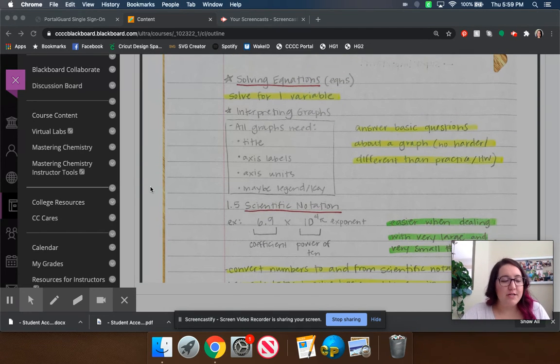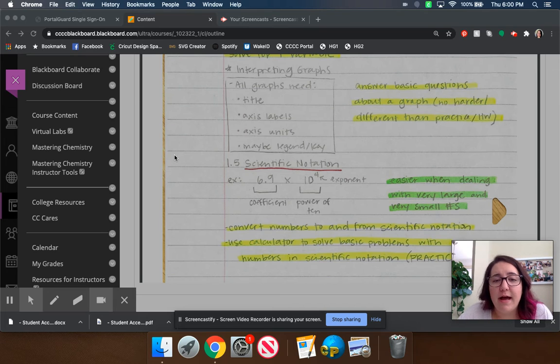Next, solving equations. I underlined that in red because you're going to use it all semester too, but it's also very simple. You just have to be able to solve for one variable in this class. 5x plus 2 equals, I don't know, 20. What is x? Okay, just that simple. No x and y, none of that. Just be able to solve for one variable.